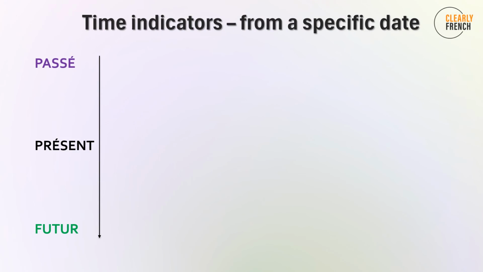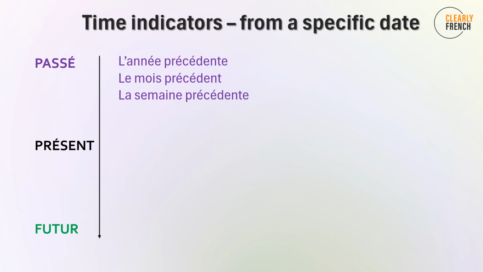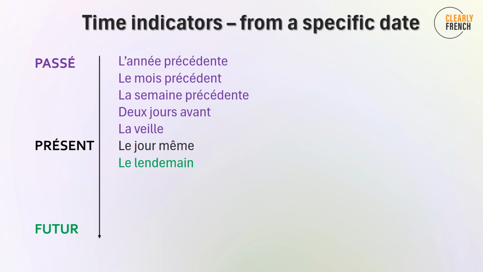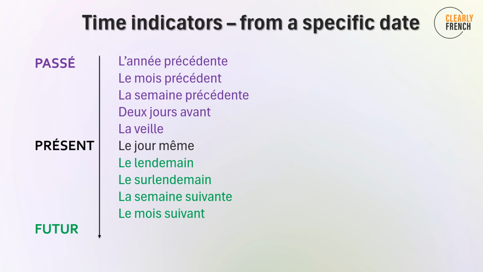Now here's the same, but when you're talking about a specific date. L'année précédente, le mois précédent, la semaine précédente, 2 jours avant, la veille, le jour même, le lendemain, le surlendemain, la semaine suivante, le mois suivant, l'année suivante.